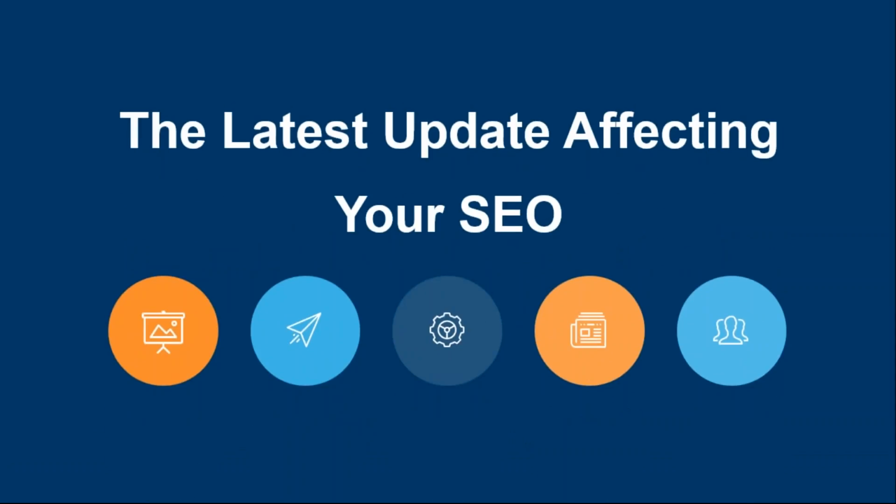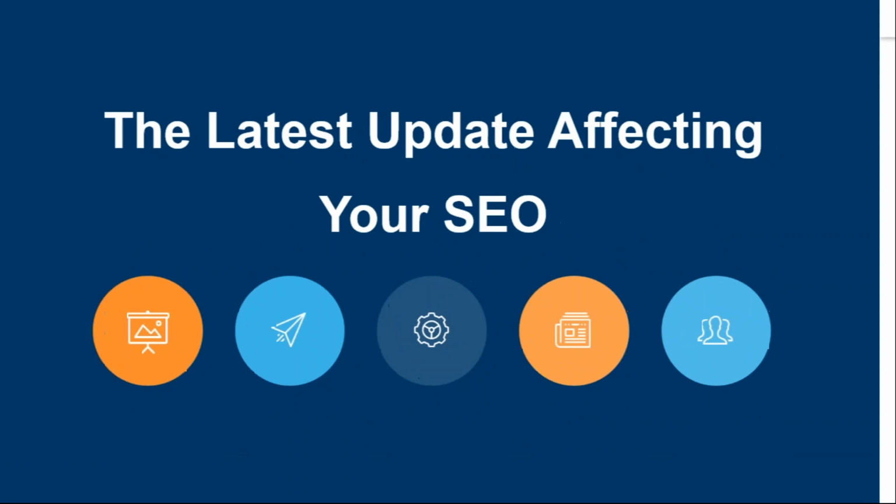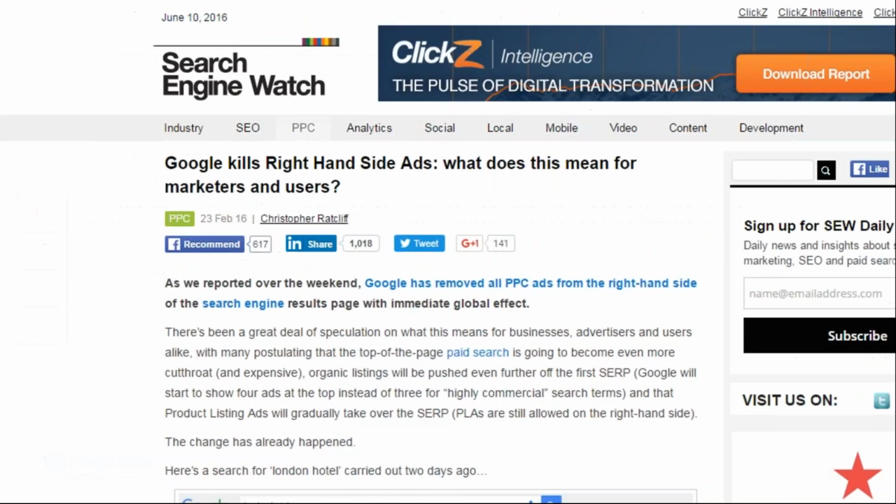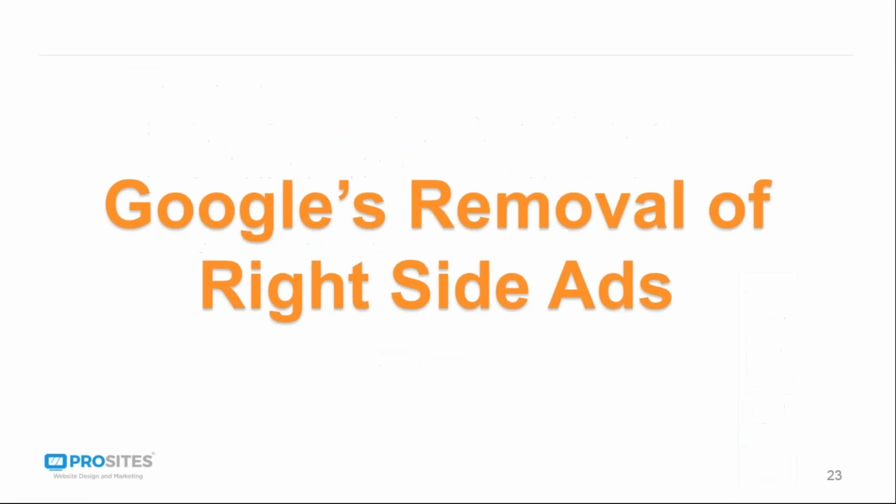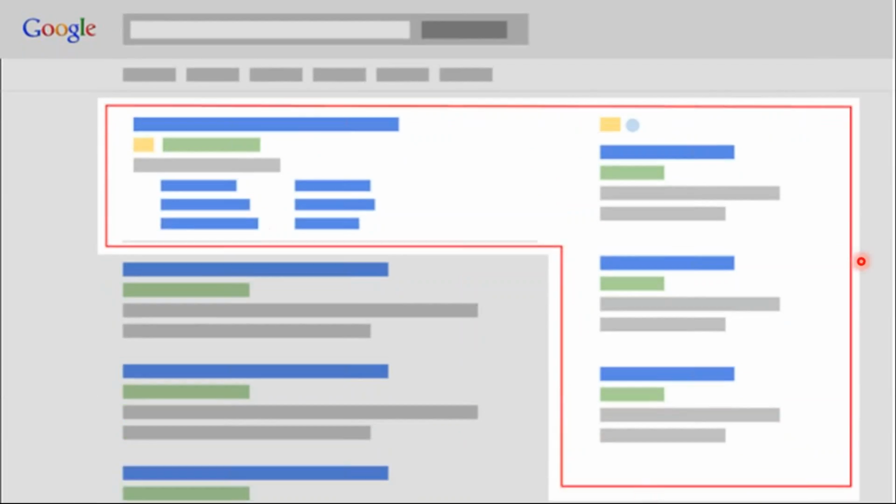Okay, so let's move on to the latest update that's affecting your SEO. Now, this is an update that actually happened back in February of 2016, and it created a lot of buzz. And oddly enough, it wasn't an algorithm update for SEO. It was actually a removal of right-side ads for Google AdWords. So on a desktop, what Google used to do is it used to show their ads here. Okay, and this does impact SEO.